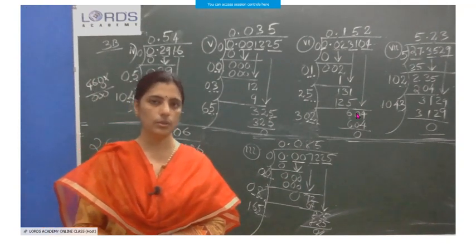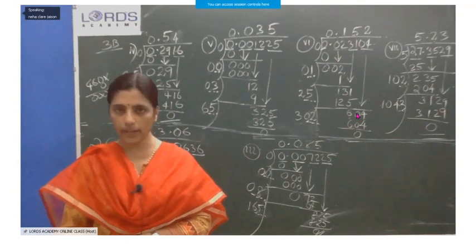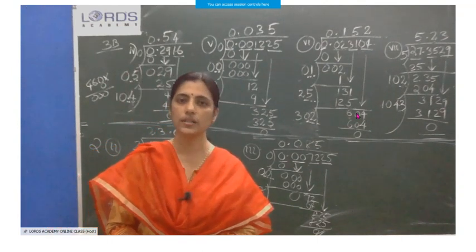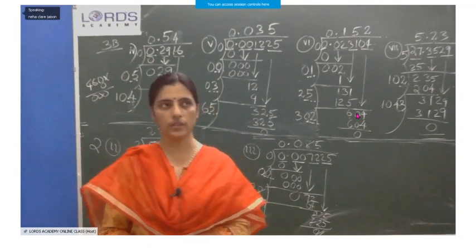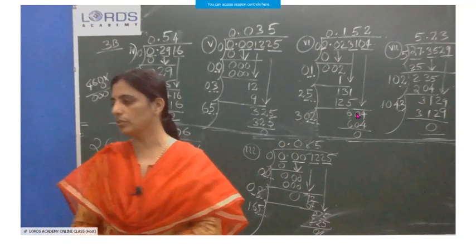No. The answer is no. What reason? Because all the square numbers have only an even number of zeros. 5 is not even. 5 is odd. 5 zeros means an odd number of zeros. Not possible. Only an even number of zeros is possible.